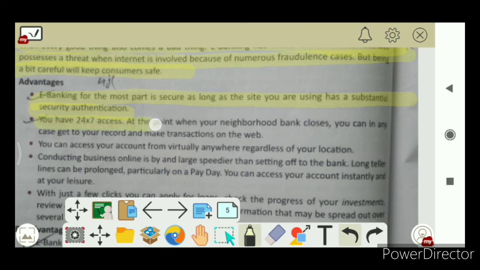24/7 access at the point when your neighborhood bank closes. You can in any case get to your account and make the transaction on the web. It means you can use these services anytime, even day and night, when your bank is closed.